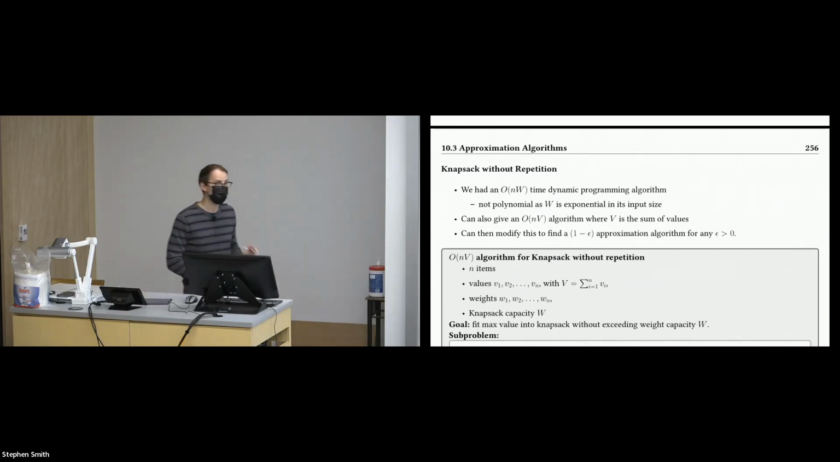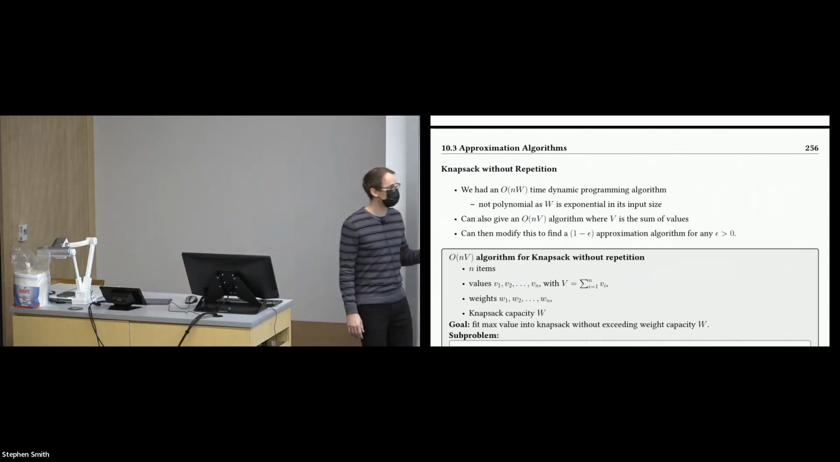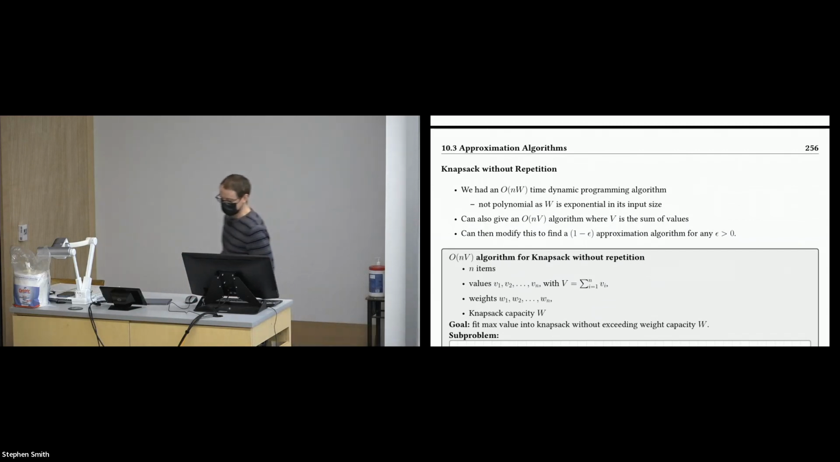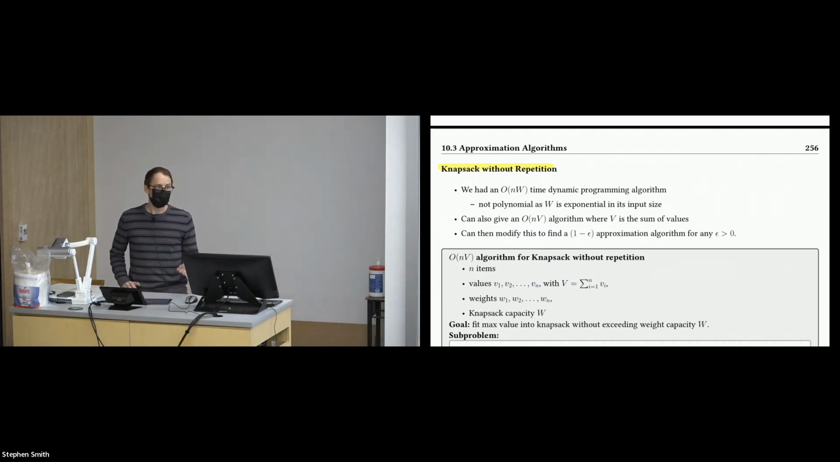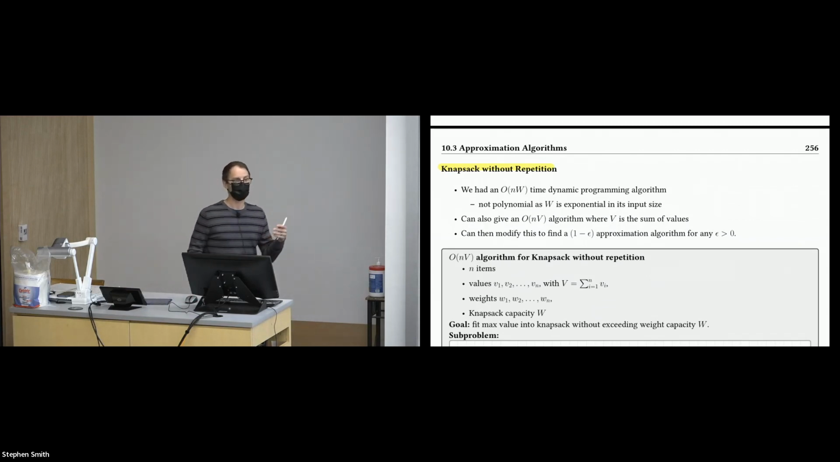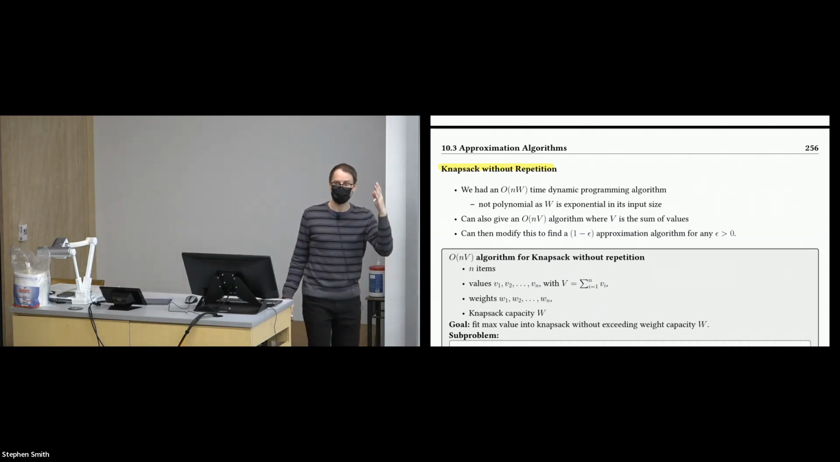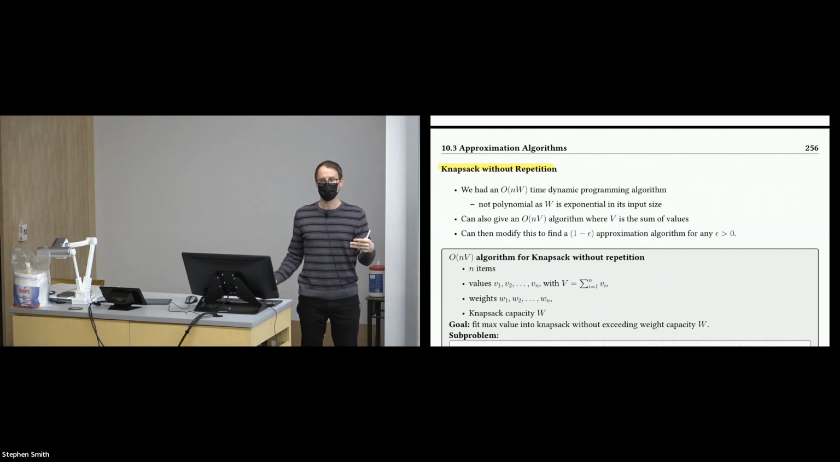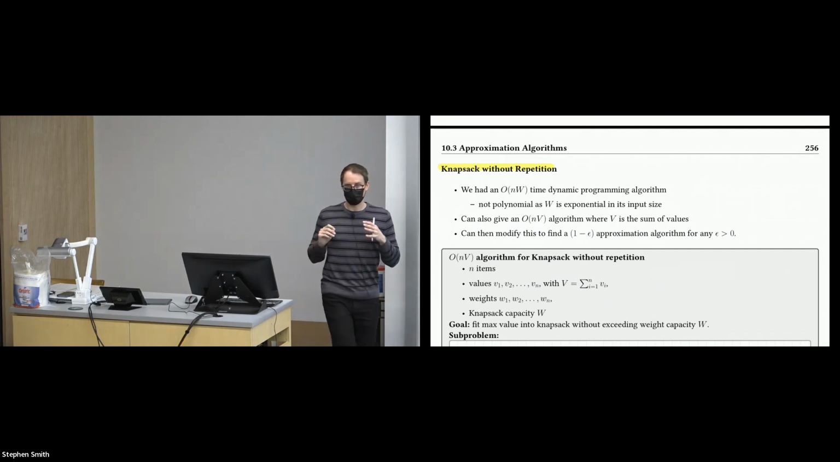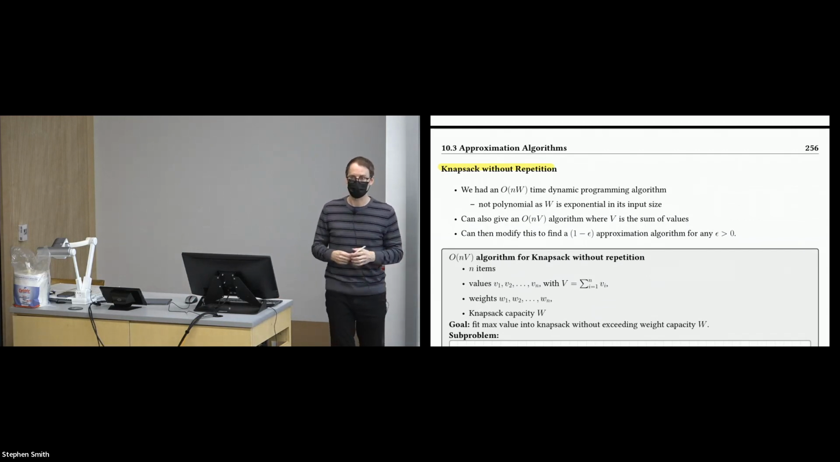Okay, so the last example is going to be knapsack without repetition. If you remember, for this problem, you're given a set of items. They each have a weight and a value, and you have a budget of weight, capital W. And you want to pack your knapsack with a set of items that doesn't exceed your weight capacity and has maximum value.